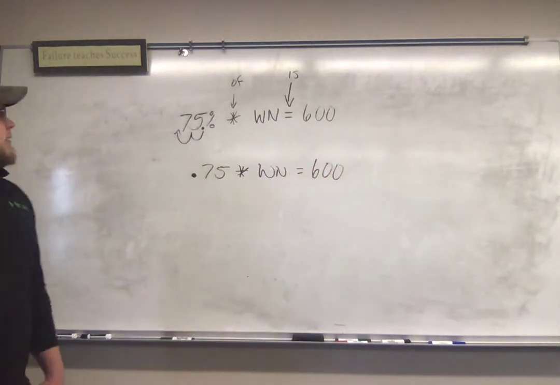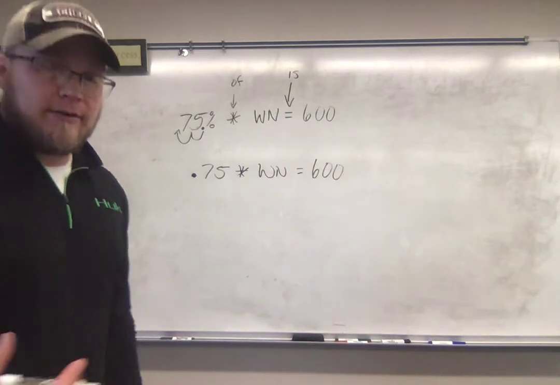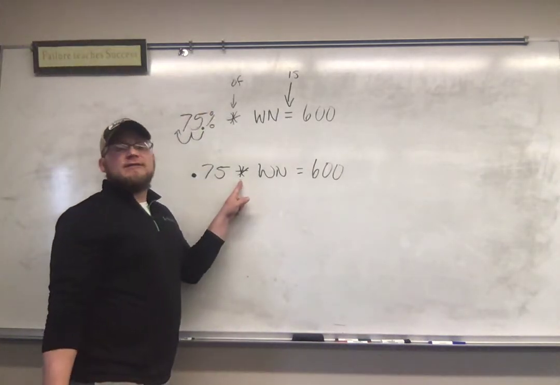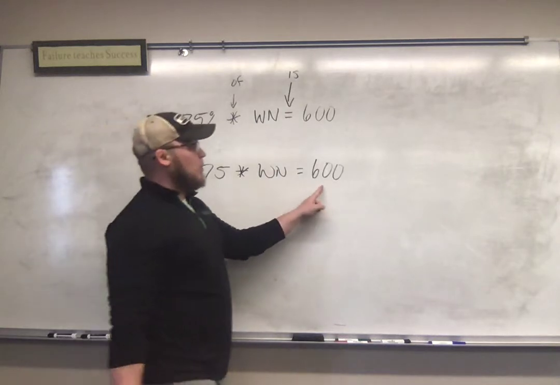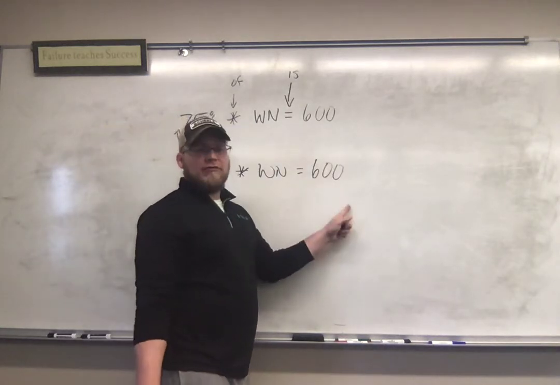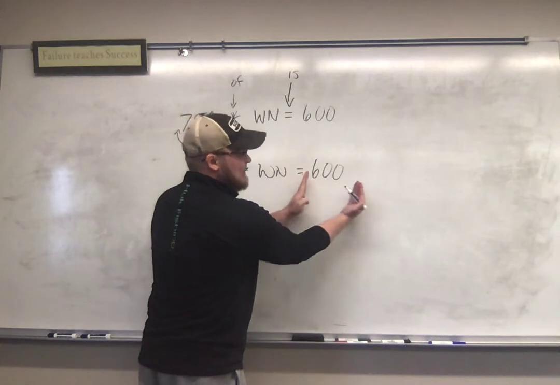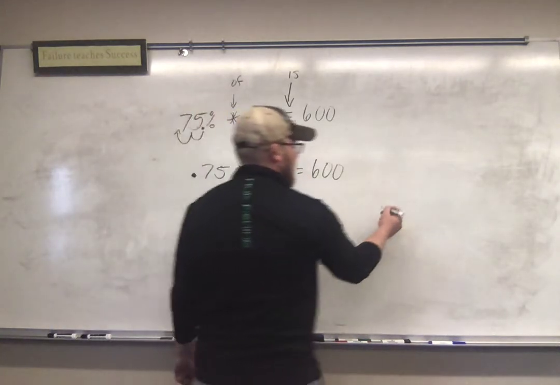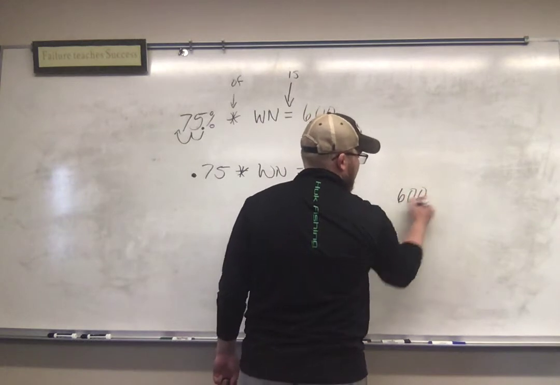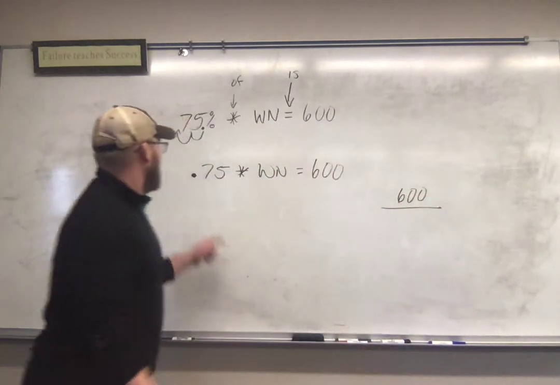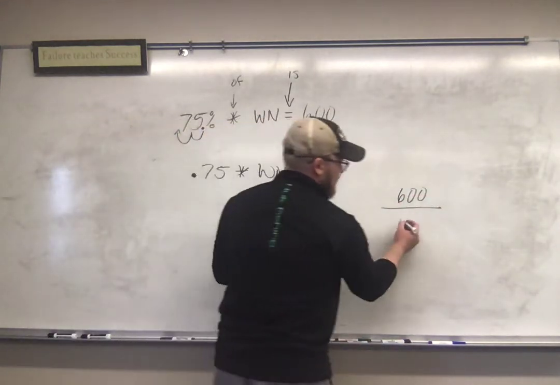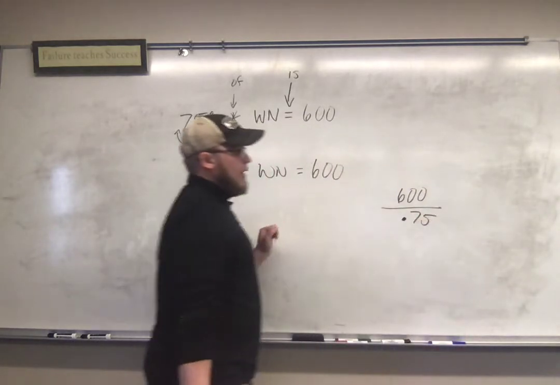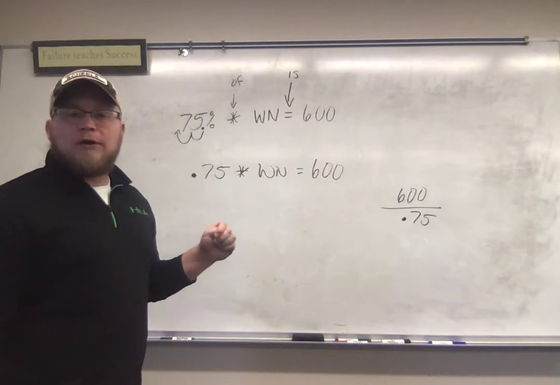Okay? And then now we can solve it again. So, how do you solve it? You start by doing the opposite of what this sign says. You start with the number that's all by itself. In this case, it's on the right side of the equals, and it's the number 600. So, you're going to start with the number 600, and you are going to divide it by 0.75. Okay? That's just one way to write it.